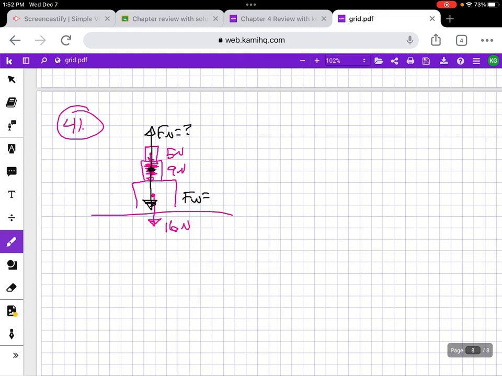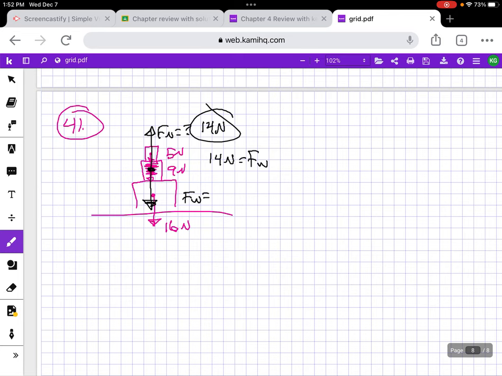Those are the only forces in play there. So we are going to take 5 newtons plus 9 newtons, and you will have 14 newtons as your force weight. If you were to sum the forces and set them equal to mass times acceleration, you would find that your force normal is also 14 newtons up.